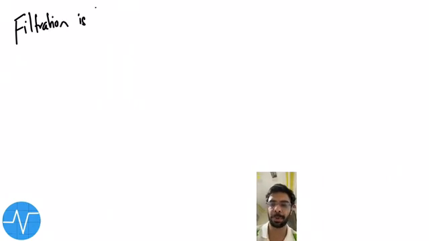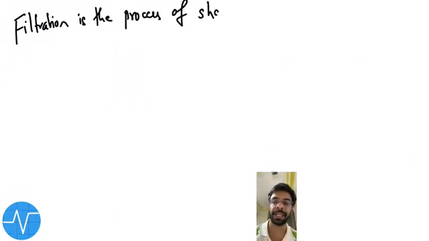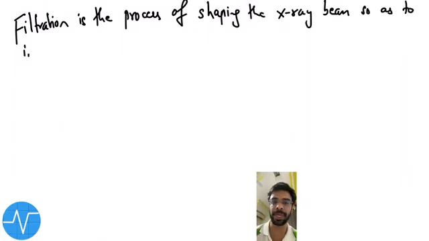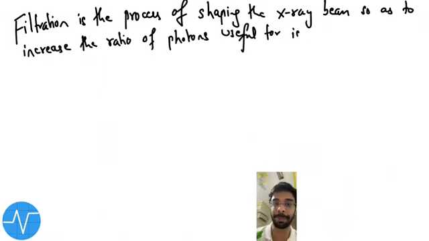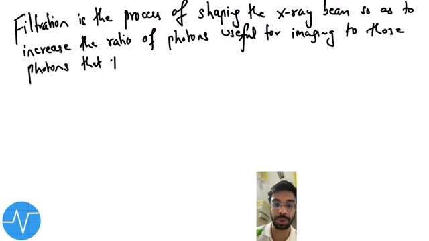Filtration. It is the process of shaping the X-ray beam. Why? Because we have to increase the ratio of photons which are useful. Means we have to increase the photons which are useful for imaging rather than the photons that will increase the dose or decrease the contrast.